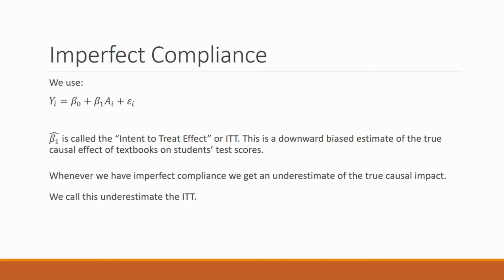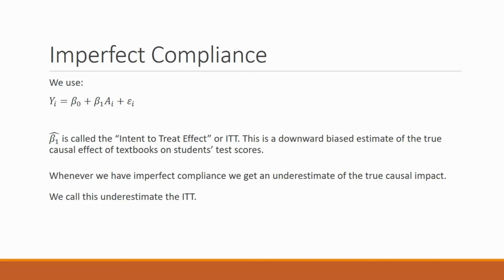All right, so summarizing. If we have imperfect compliance, we still use the randomly assigned treatment variable, the variable that indicates whether or not someone has been randomly assigned to receive the treatment. We run that regression. We use OLS, a standard regression model. We get our coefficient estimate, beta 1. We know that beta 1 will be biased, but it'll be downward biased. It'll be smaller than the true causal impact.